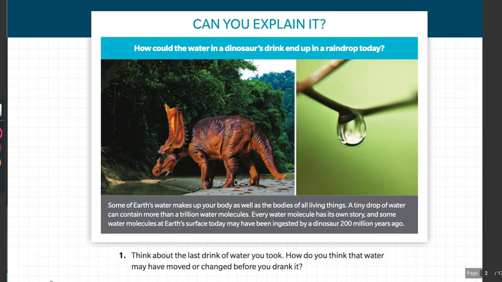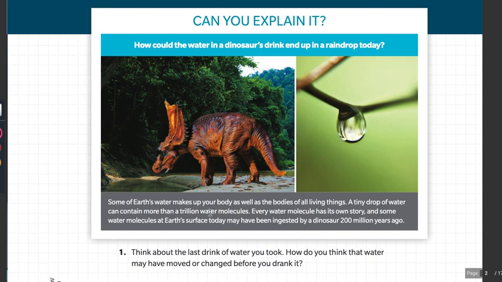So first it says, can you explain it? Some of Earth's water makes up your body as well as the body of all living things. A tiny drop of water can contain more than 1,000,000,000,000 water molecules. Every water molecule has its own story. Some water molecules at Earth's surface today may have been ingested by a dinosaur 200 million years ago.